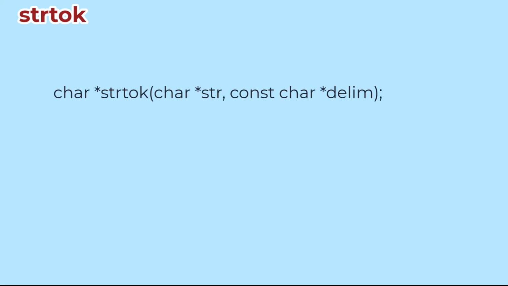Strtok has 2 parameters, a pointer to the string we want to parse, and a string containing the characters that could terminate the token that we're looking for. These are called delimiters. Its return value is a pointer to the first token it found.